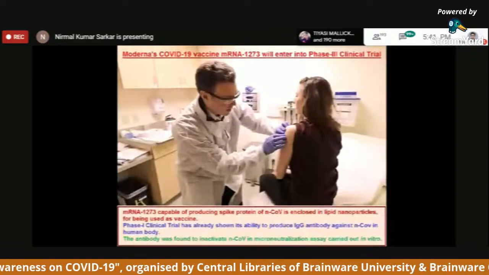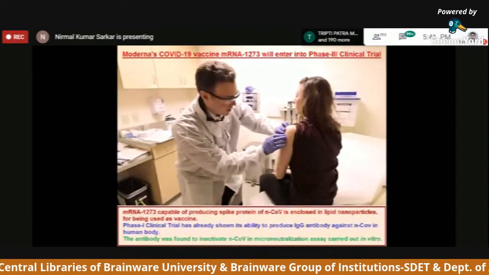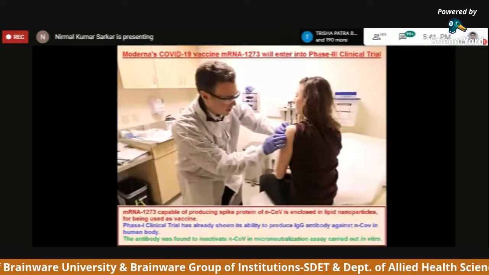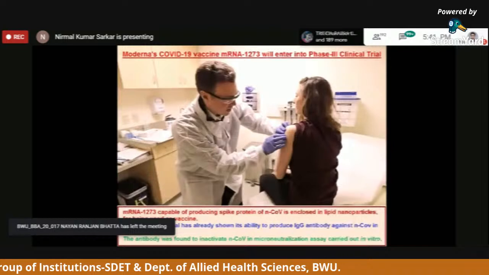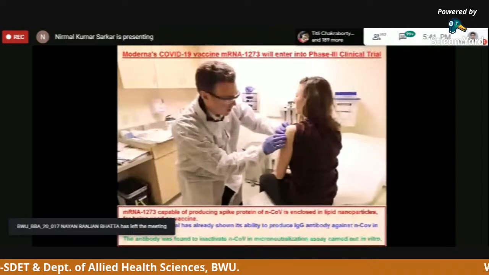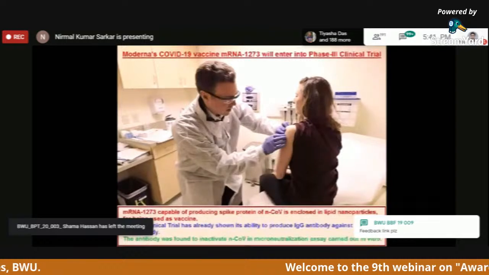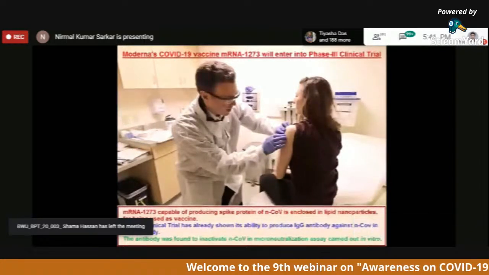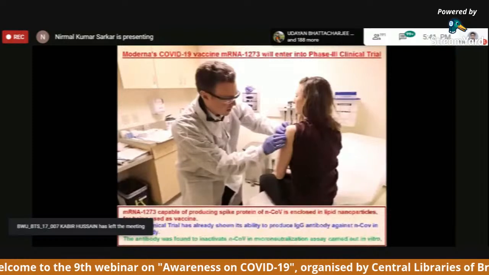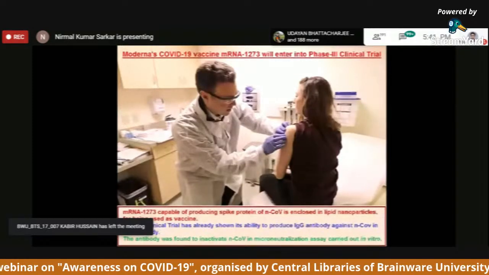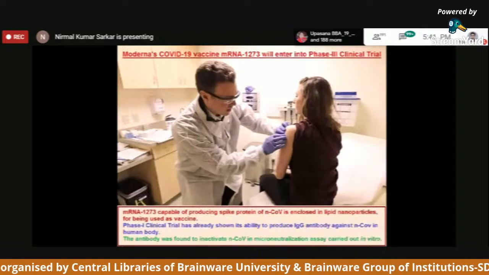Phase 1 and 2 clinical trials have shown its ability to produce IgG antibody against novel coronavirus in the human body. And this antibody was also found to inactivate, destroy novel coronavirus in in vitro studies. Phase 3 clinical trial is in progress.